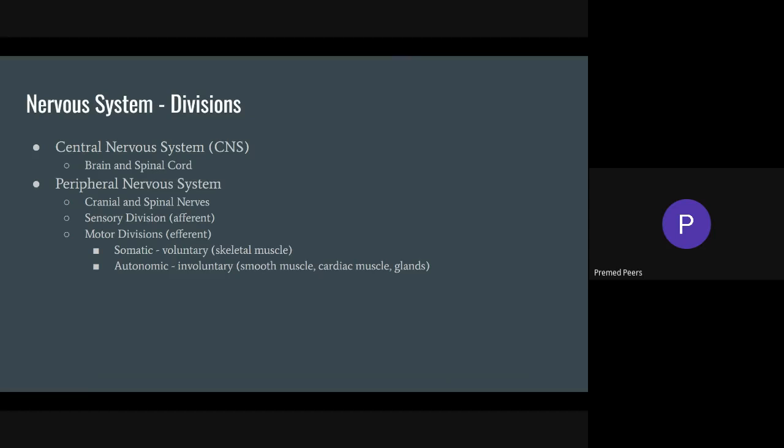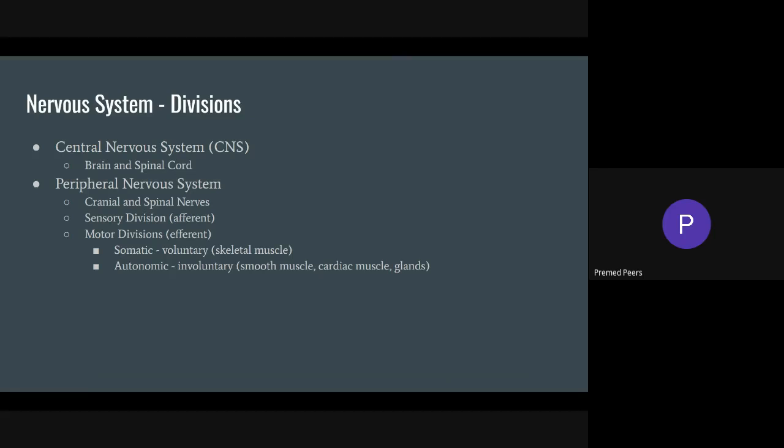So there are some different divisions of the nervous system, and I think this is pretty important to understand from an overview perspective. Your central nervous system and your peripheral nervous system are the two main divisions that you have. Your central nervous system consists of your brain and spinal cord, and then your peripheral nervous system is cranial and spinal nerves. So those are all the peripheral nerves that are extending from your brain and spinal cord.